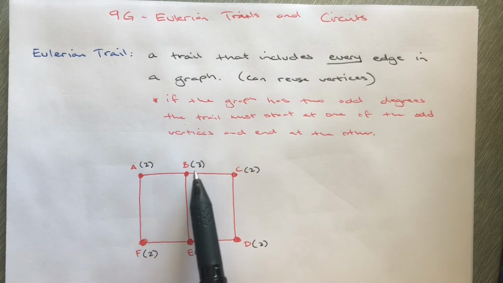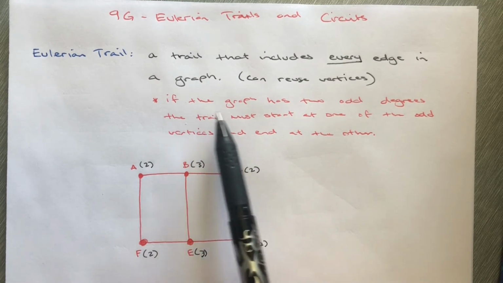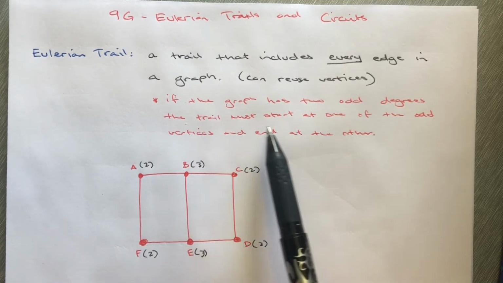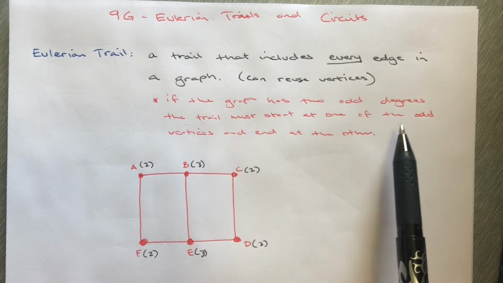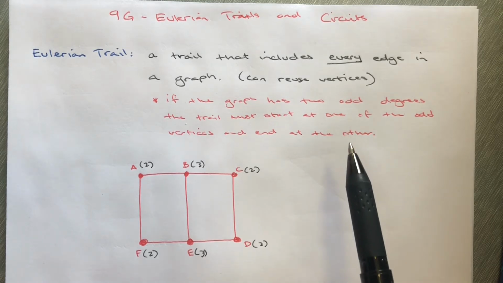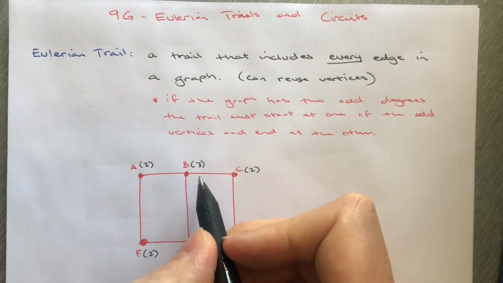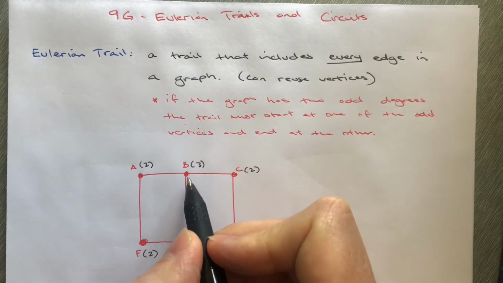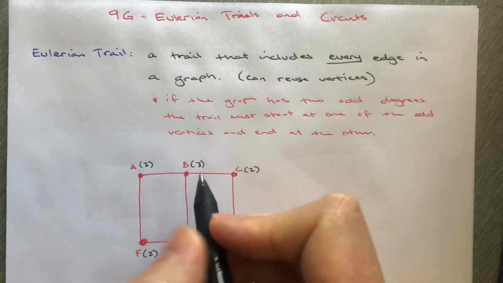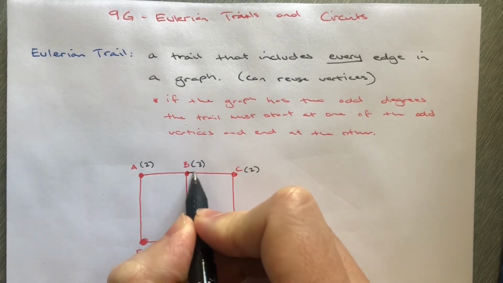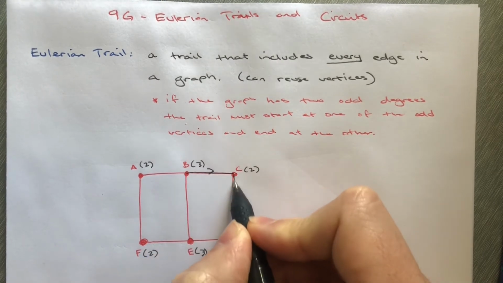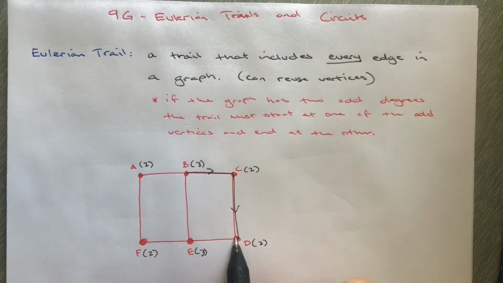All right, now let's just see here. We've got a couple that are odd. So again, if the graph has two odd degrees, then the trail must start at one of the odd vertices and end at the other. Okay, so we're going to have to start either here or here. Let's just start here. Remember, a Eulerian trail means we just need to touch each of these edges. So let's start here, go to here, down here.